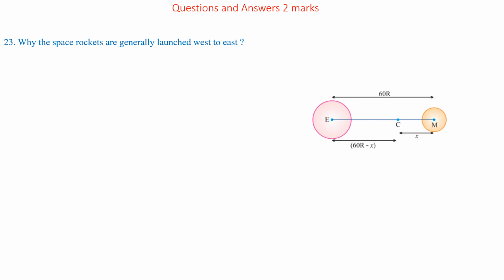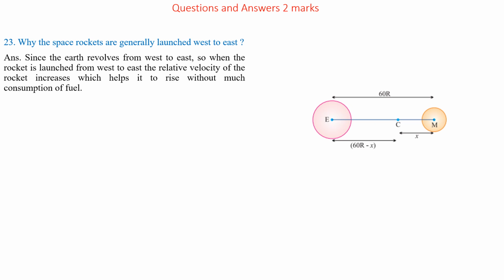Next question. Why are space rockets generally launched west to east? Answer. Since the Earth rotates from west to east, when the rocket is launched from west to east, the relative velocity of the rocket increases, which helps it to rise without much consumption of fuel.